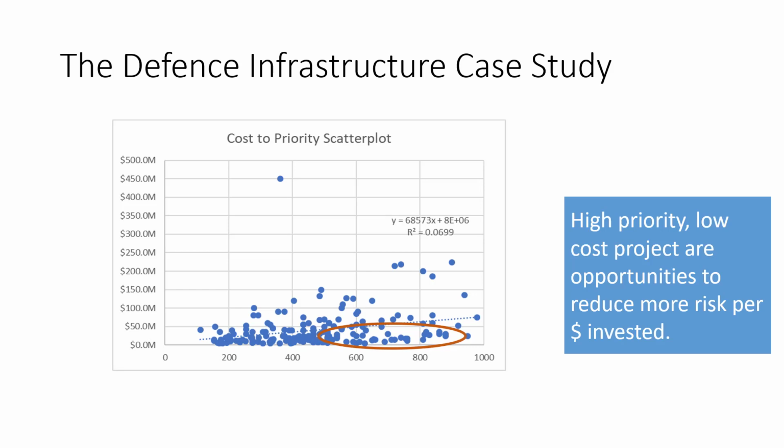The idea for this analysis came from looking at a scatter plot of all of these projects. So on the y-axis, we have all of the funding requirements for the projects, and on the x-axis, we have the priority scores. And what I saw here is that there are many relatively high priority projects at a low cost.